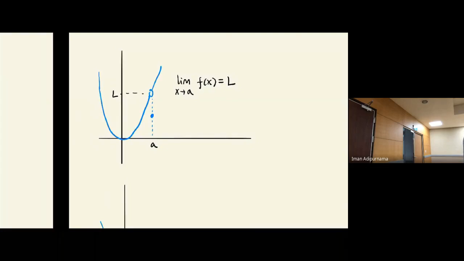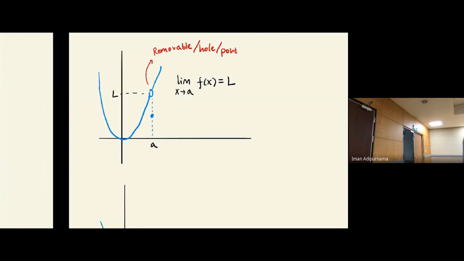We call this graph a removable point, or hole. What else? Might be point.